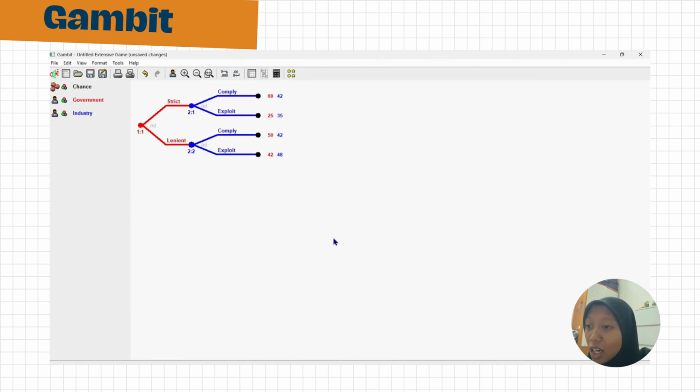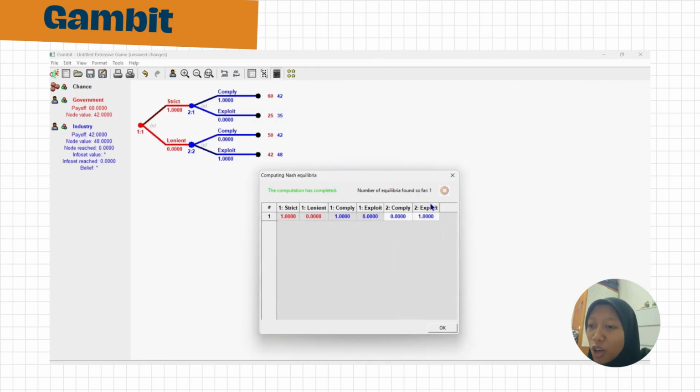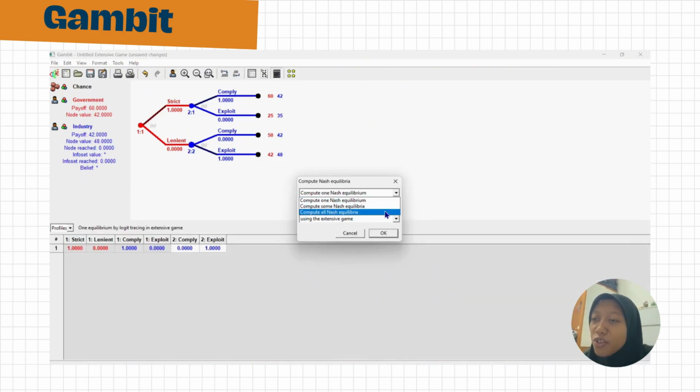We first select compute one Nash equilibrium, so this shows the SPNE. Then we select compute all Nash equilibria, and it shows the mixed and pure strategies. To verify our result, we use Gambit to model the interaction.